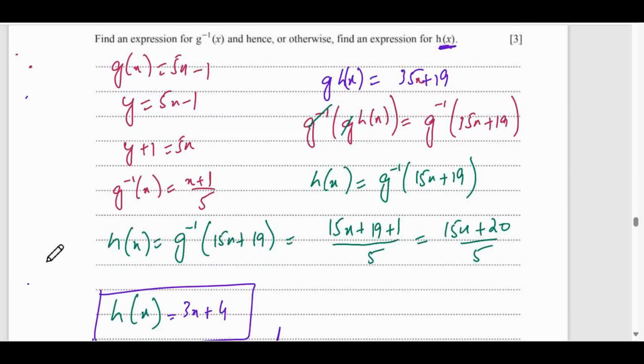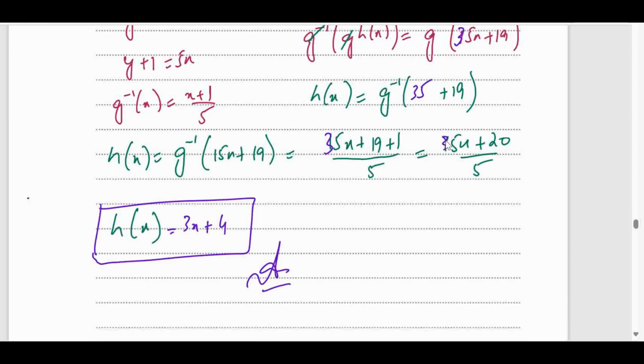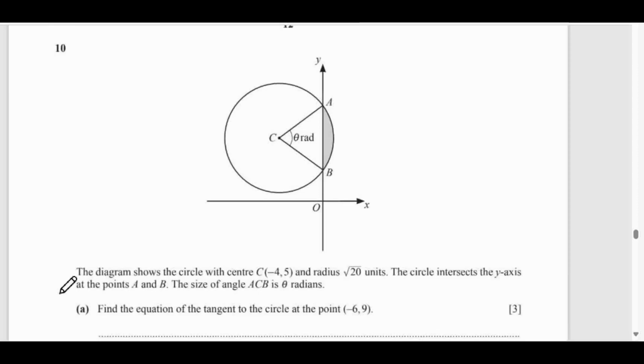Okay, another thing is that this one is 35. So please correct this thing, that this should be 35. So 35, and hence we can say that this will be equal to 7x plus 4. So 7x plus 4 will be the correct answer. Now let's move to the next question, question number 10.